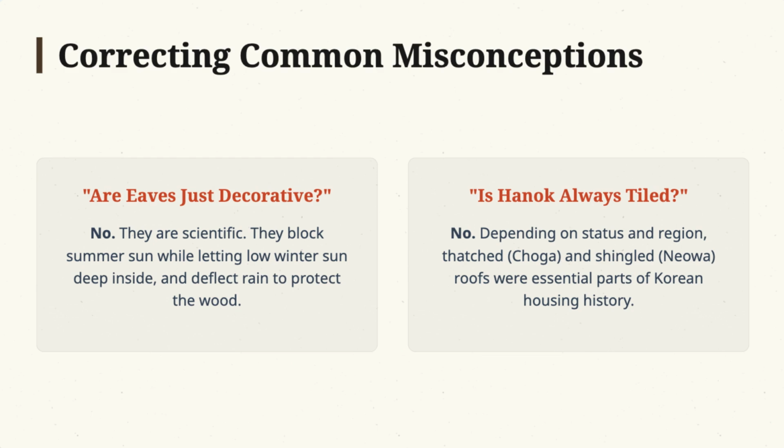The second misunderstanding is that all Hanok were tile-roofed houses. In reality, tile-roofed houses were more common among the upper classes and in public architecture, while thatched-roofed houses were common among ordinary people. The third misunderstanding is that Hanok had one fixed standard form. In fact, Hanok varied greatly by region, social class, and historical period. Hanok was not a fixed shape. It was a house that changed according to its conditions.